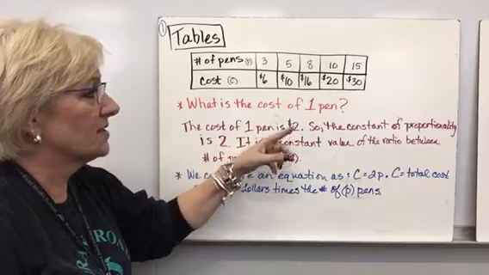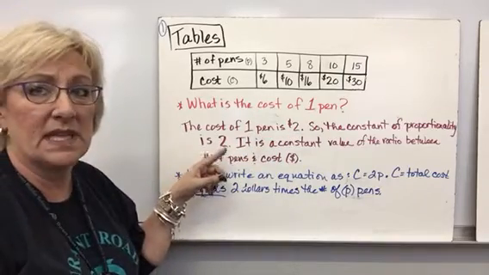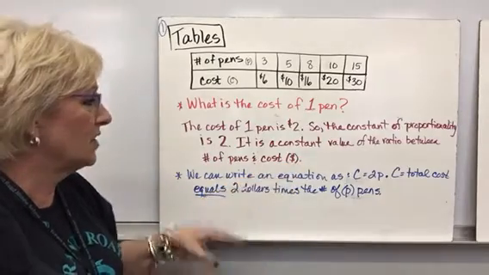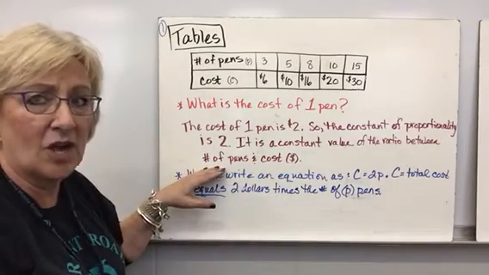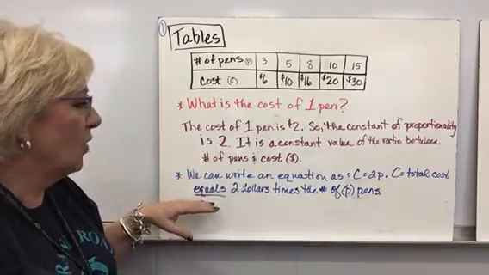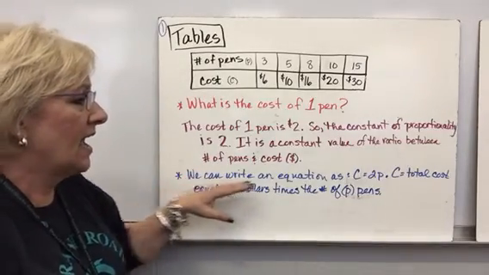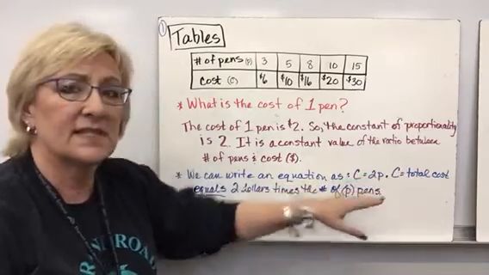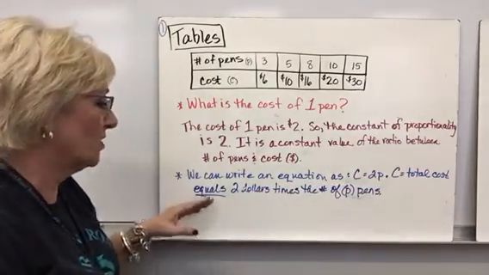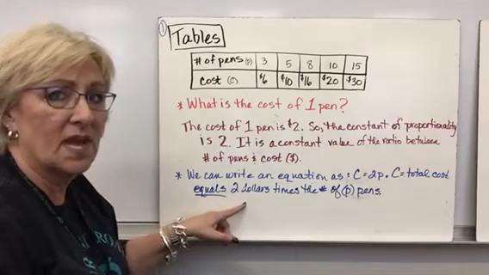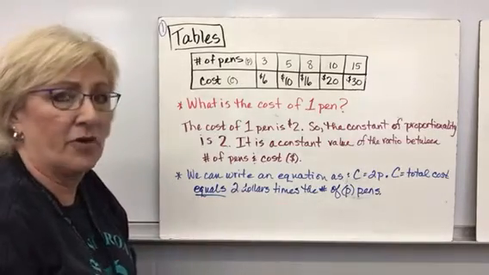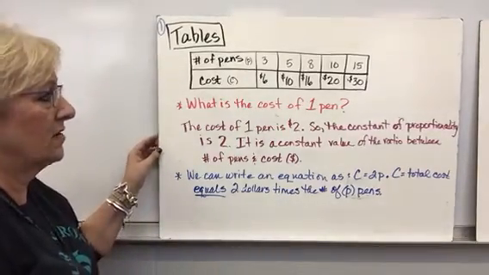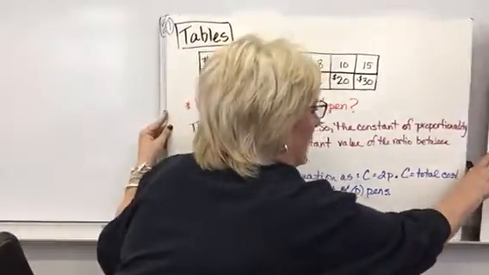Because it's $2, the constant of proportionality is going to be the actual 2. So the 2 is what is going to be the constant value of the ratio between the number of pens and the cost of the pens. We can write an equation as C, the cost, is equal to 2P. The big C, the total cost, equals $2 times every number of pens that I want to buy. So 2 would be the constant of proportionality here.